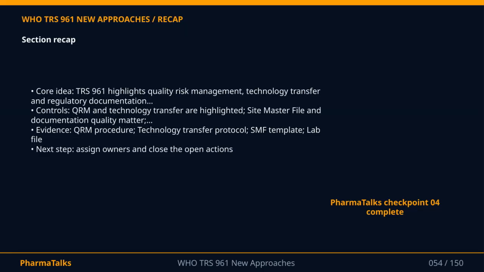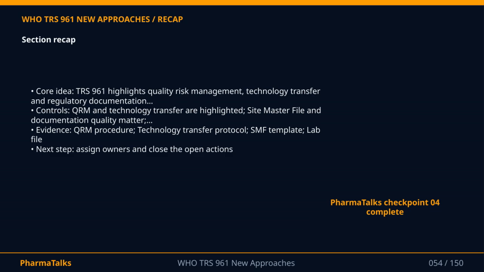Let's recap the key points from WHO TRS 961 and the new approaches we've discussed. The core idea focuses on quality risk management, technology transfer, and the critical importance of regulatory documentation. These elements form the foundation for ensuring consistent product quality and compliance. When it comes to controls, quality risk management and technology transfer processes are emphasized. Additionally, maintaining an accurate and up-to-date site master file, along with high-quality documentation, plays a vital role in regulatory compliance.